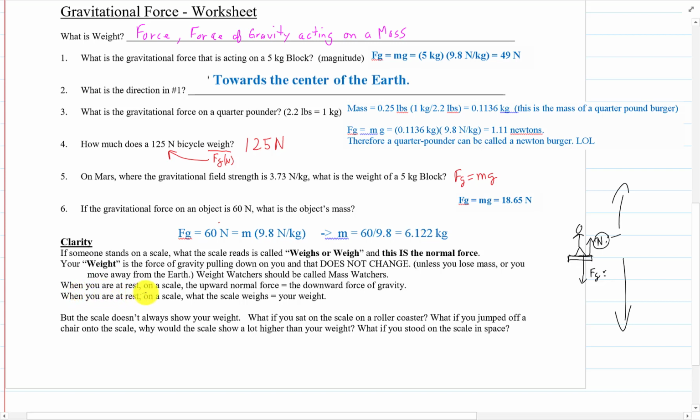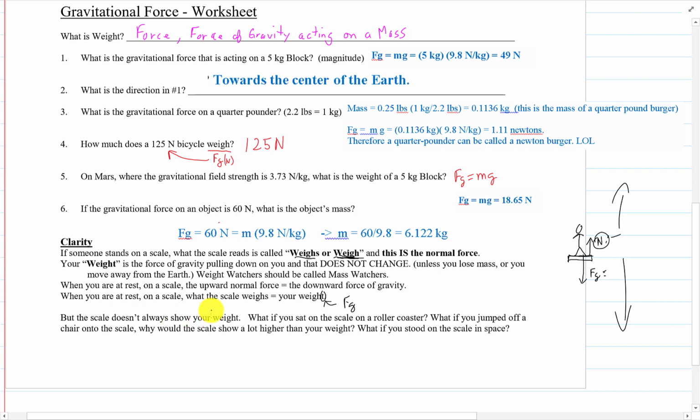Okay, so when you are at rest and you're on a scale, the upward normal force equals the downward force of gravity. So when you're at rest on a scale, what the scale reads is equal to your weight. Weight is force of gravity. How much it weighs, or if you're weighing something, that's this normal force pulling back on you.